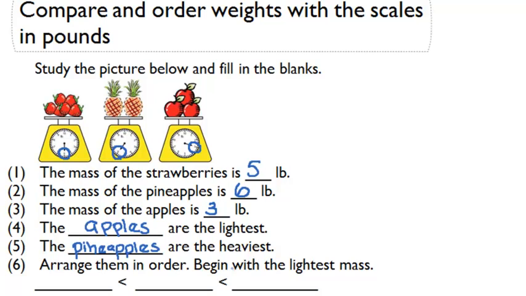Now, arrange them in order. Begin with the lightest mass. Since we already decided that the apples are the lightest, we can begin with that. So we'll put apples in for our first line. We already decided that the pineapples are the heaviest, so we'll put that in for our third line. That leaves strawberries for the middle, so we're going to fill strawberries in on the middle line.